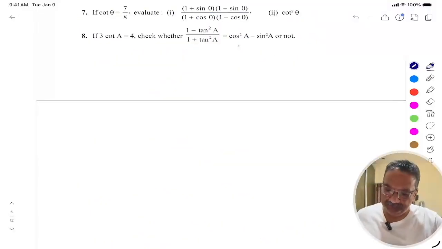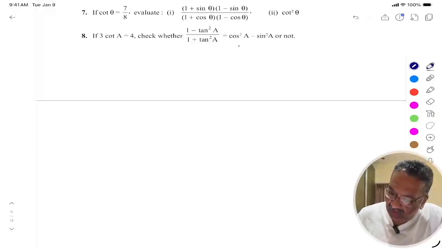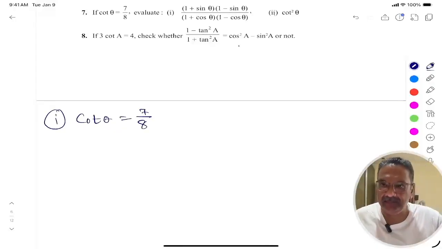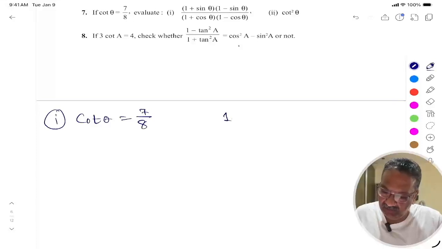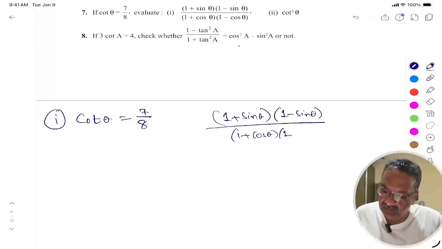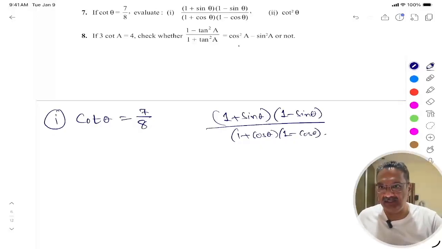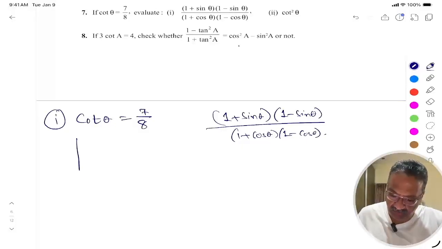Question number 7 of 1, they have given cot theta is equal to 7/8. Okay, now we have to evaluate 1 plus sin theta into 1 minus sin theta divided by 1 plus cos theta into 1 minus cos theta. So before evaluating this, we need to find the values of sin theta and cos theta. So cot theta is given. So I will just write a small triangle.